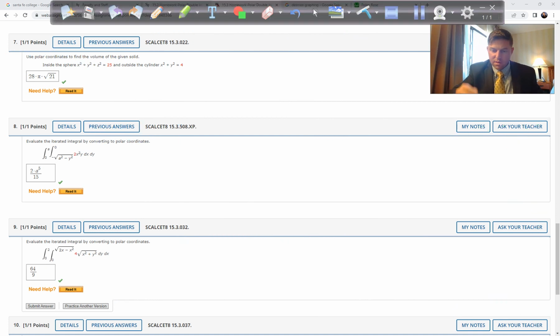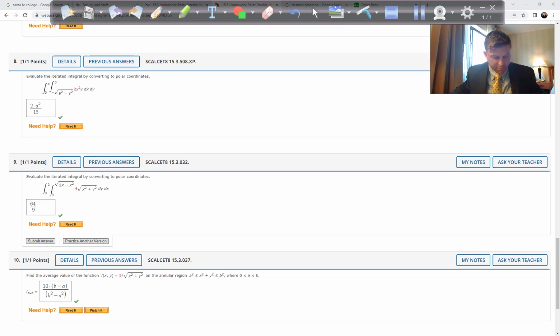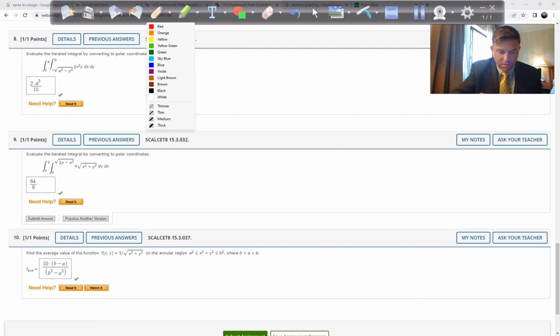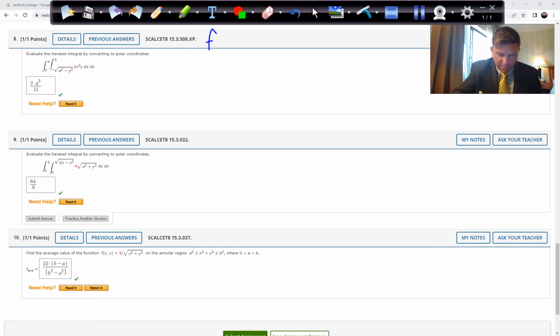Okay, almost there. Problem 10. Find the average value of the function f of x y equals 5 over the square root of x squared plus y squared on the annular region. Okay, so let's draw this. So we have f of x y equals 5 over the square root of x squared plus y squared, which we're going to immediately change to 5 over the square root of r squared, which is 5 over r.